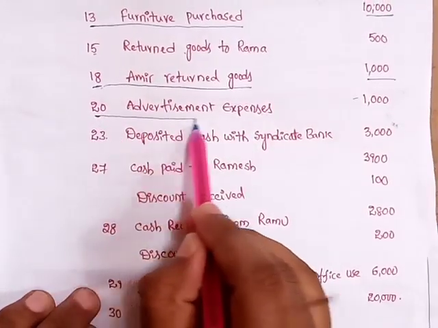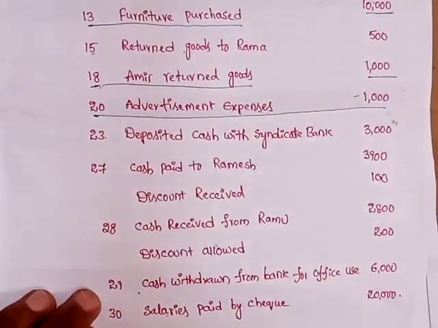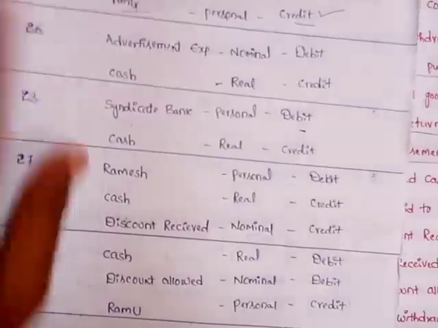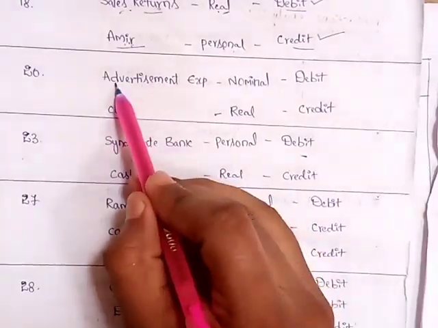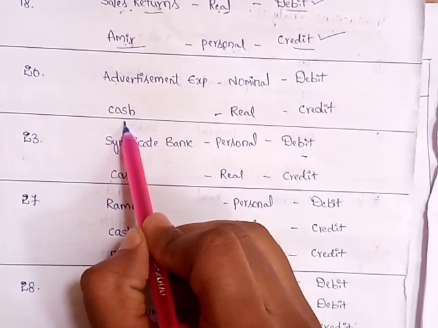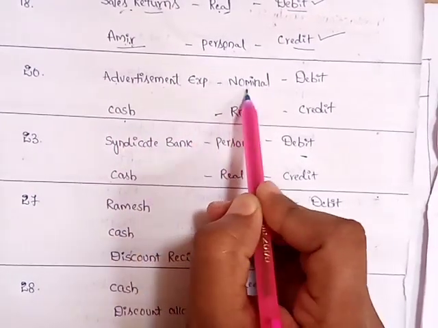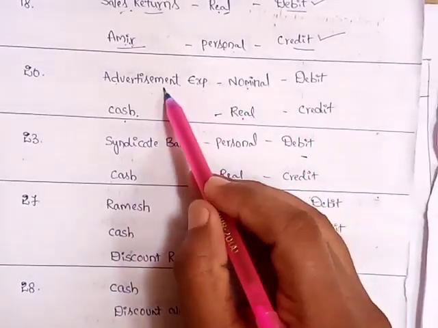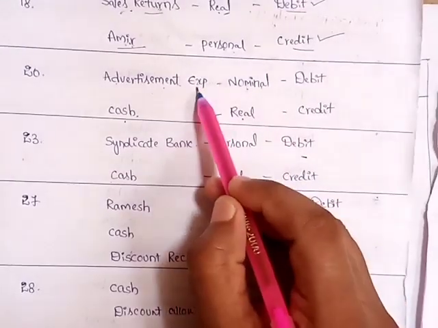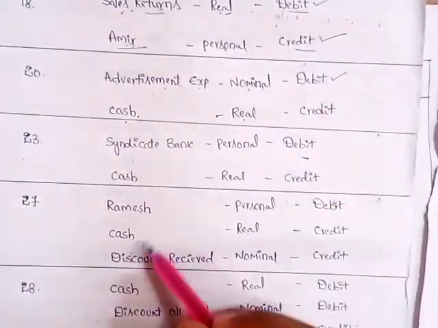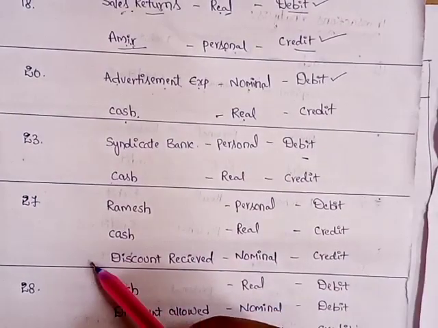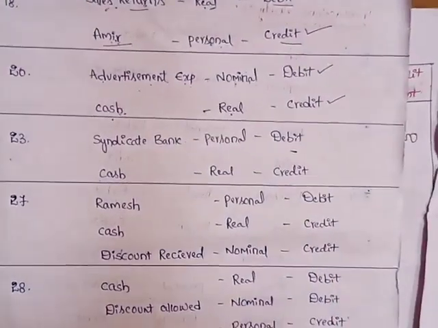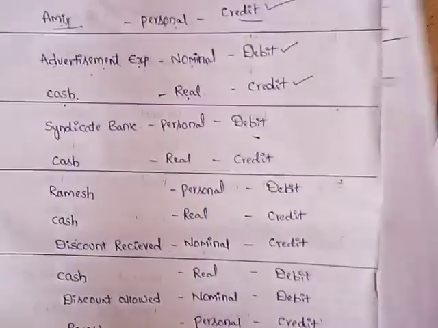April 20, advertisement expenses 1000 rupees. So in this transaction, two accounts are involved. One is advertisement expenses, second one is cash. Advertisement expenses is a nominal account, and cash is an asset, that's why real account. So advertisement expenses, according to nominal account, expenses and losses should be debit, and when we paid advertisement expenses, cash goes out. According to real account, what goes out, that will be credit. So advertisement expenses debit, cash credit.